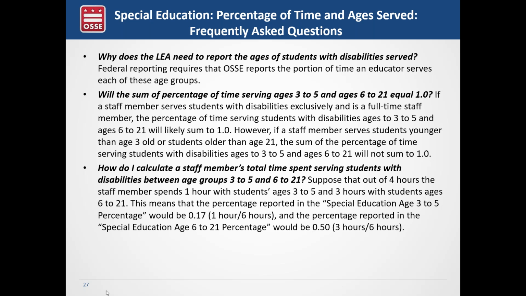And then, how do I calculate a staff member's total time spent serving students with disabilities between 3 to 5 and 6 to 21? Again, this is just breaking up how many hours of the day they're working with those groups of students. And if you have any questions about specific people that you're trying to work through, feel free to reach out, and I'm happy to help you figure out that calculation, because I know sometimes it gets a little hairy.